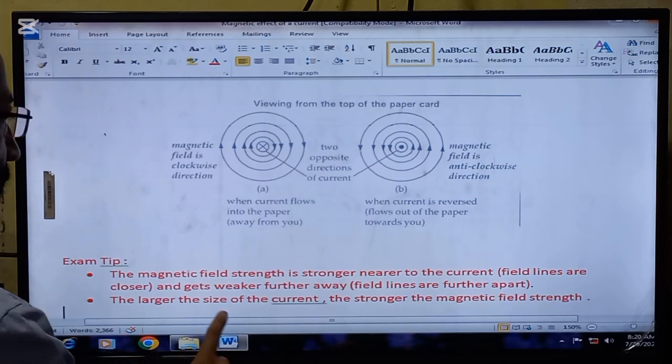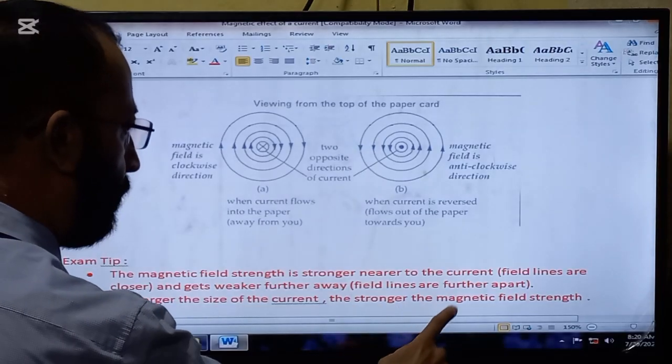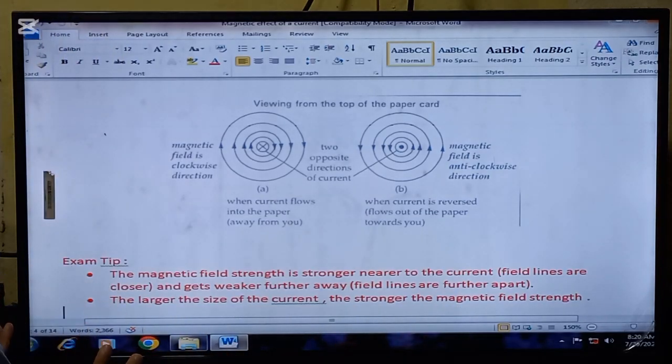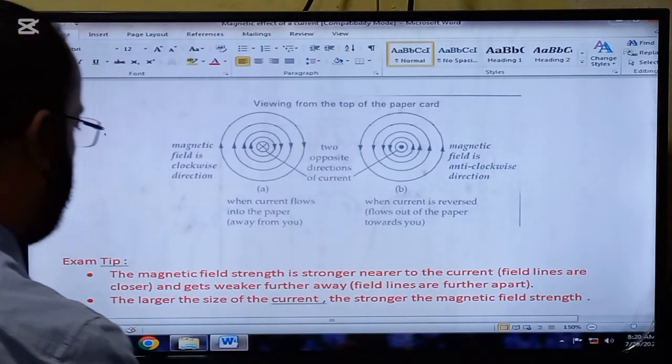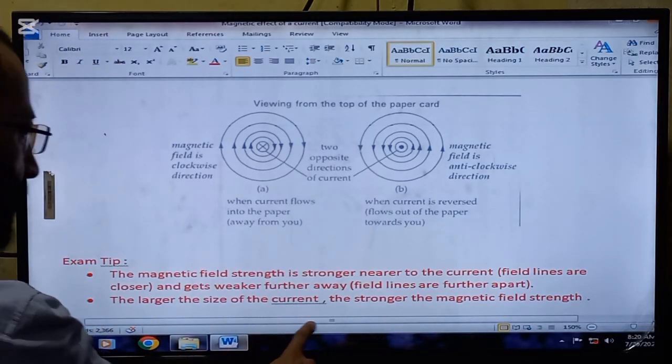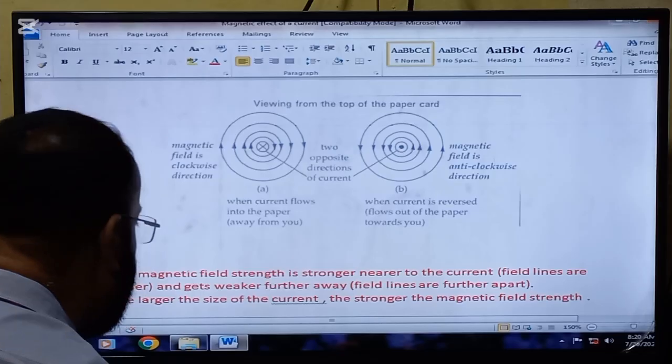The magnetic field strength is stronger near to the current. Field lines are closer and it gets weaker further away. Field lines are further apart. The larger the size of the current, the stronger the magnetic field strength.